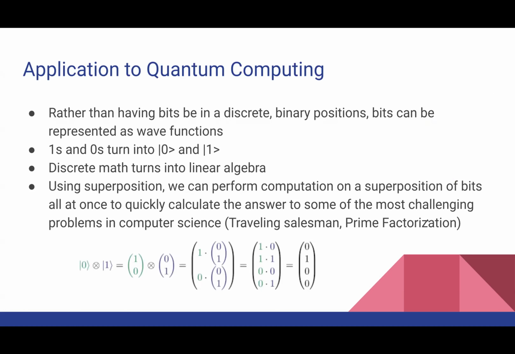And in applications to quantum computing, rather than bits being discrete binary positions, bits can be represented as wave functions. And rather than having discrete math, which is the building block of a lot of computational theory, we then turn to linear algebra. The way the math works is that two qubits can be tensored together to form essentially a 4-bit state. So the way the math works for a quantum computer is that it is exponential.